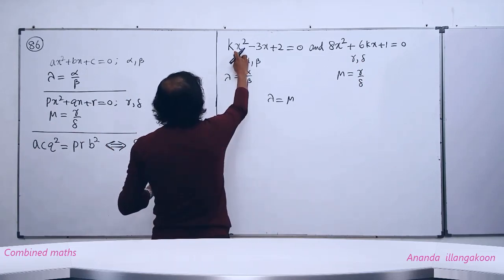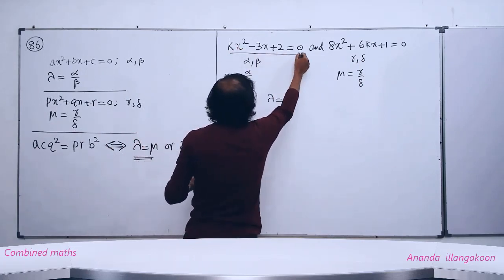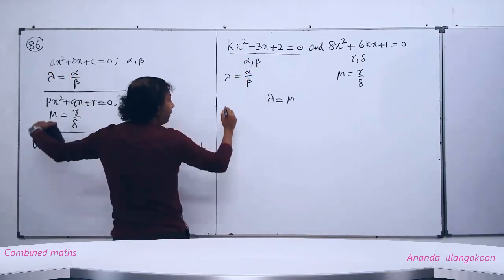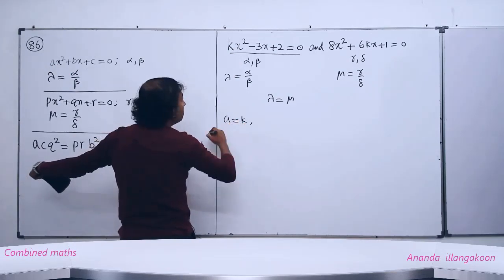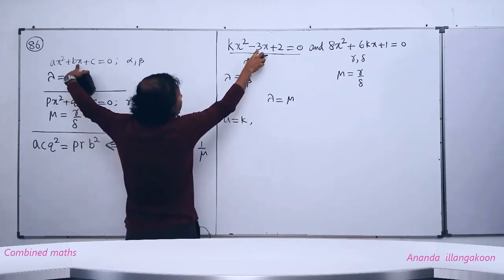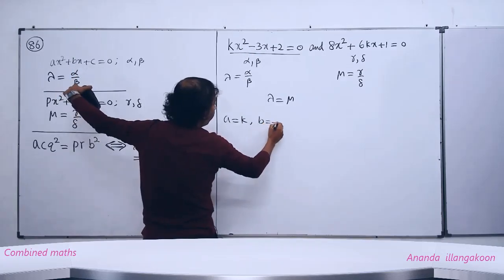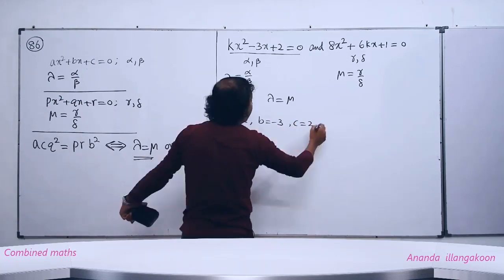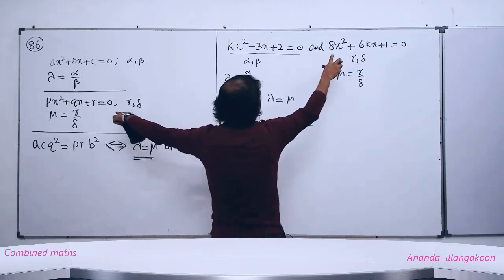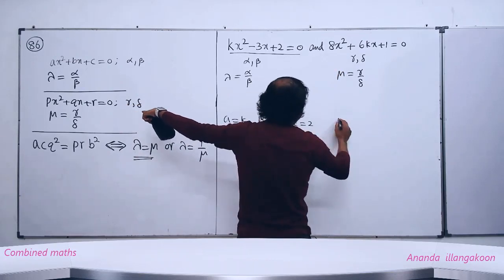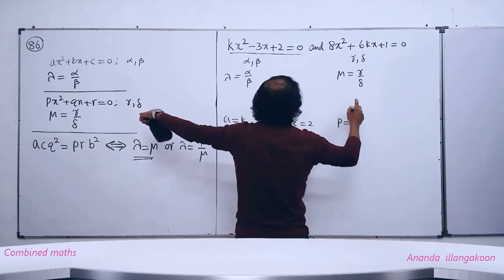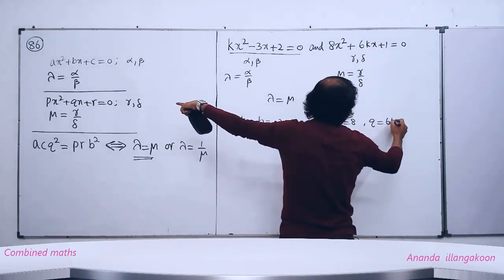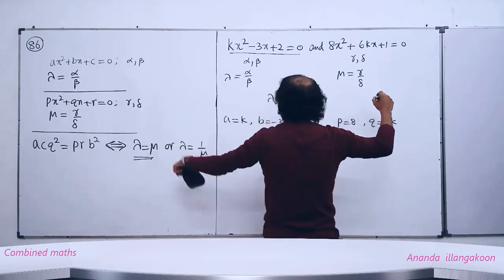Then we can write. I'm going to compare this equation with this. For the place of A, we have K. Then A equals K. For the place of B, what do you have here? -3. For the place of C, what do you have here? 2. Now this one I am going to compare with this. For the place of P, we have 8. P equals 8. For the place of Q, the X coefficient here is 6K. Q equals 6 times K. For the place of R, we have 1.